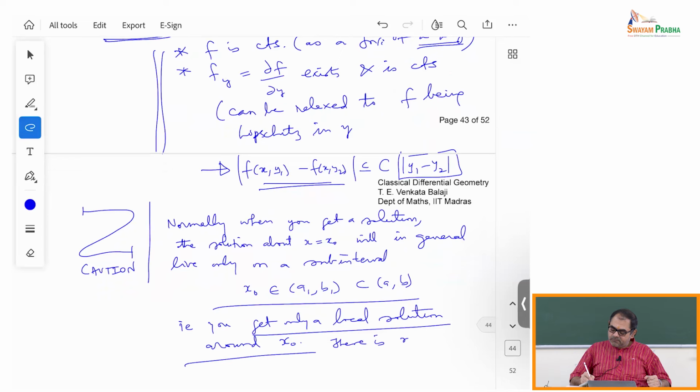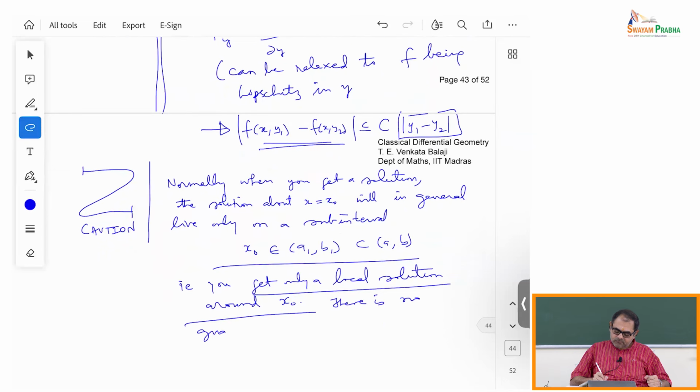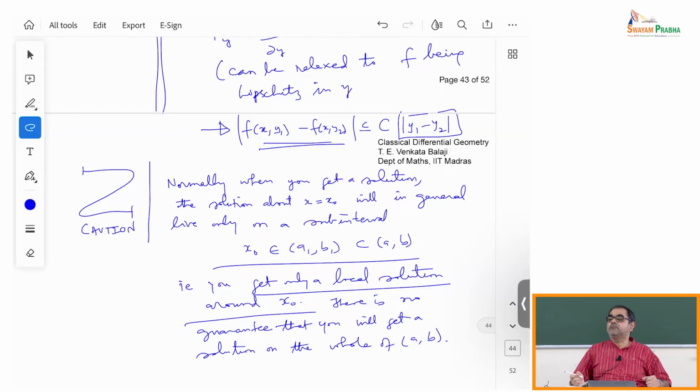There is no guarantee that you will get a solution on the whole of (a, b). Okay, so here is the problem. When you solve this differential equation, you can only do it locally, okay. But there is a nice situation.